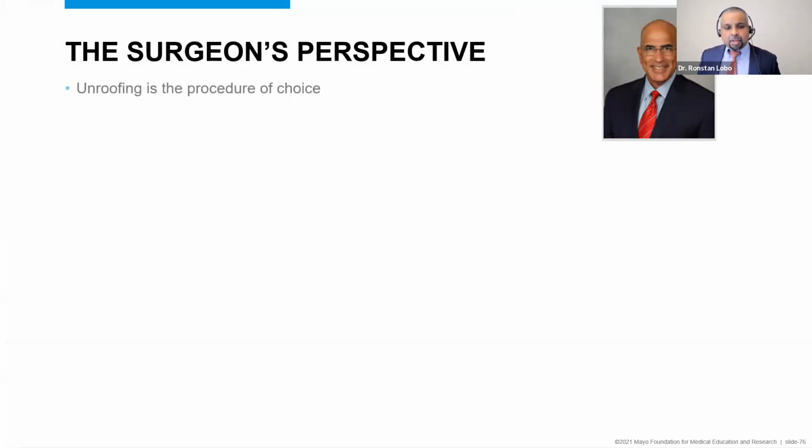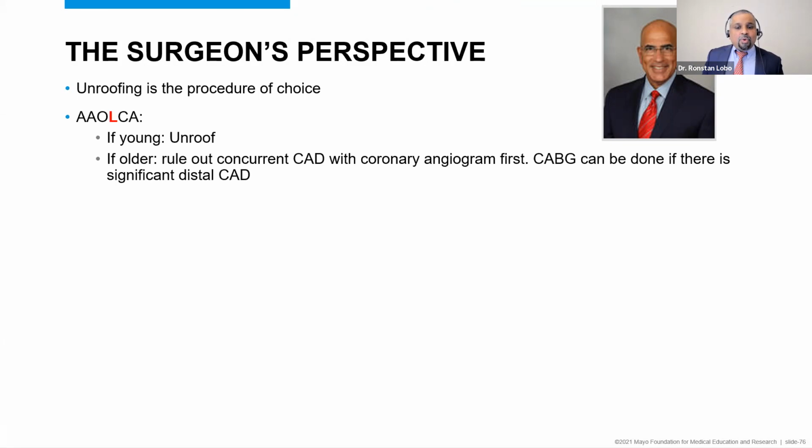So from his perspective, unroofing is the procedure of choice. If the patient has an AAO-LCA and if they're young, he would offer unroofing. If they were older, he would rule out concurrent coronary artery disease first, because if there's distal coronary artery disease of that vessel, instead of performing unroofing, you could just do a CABG.